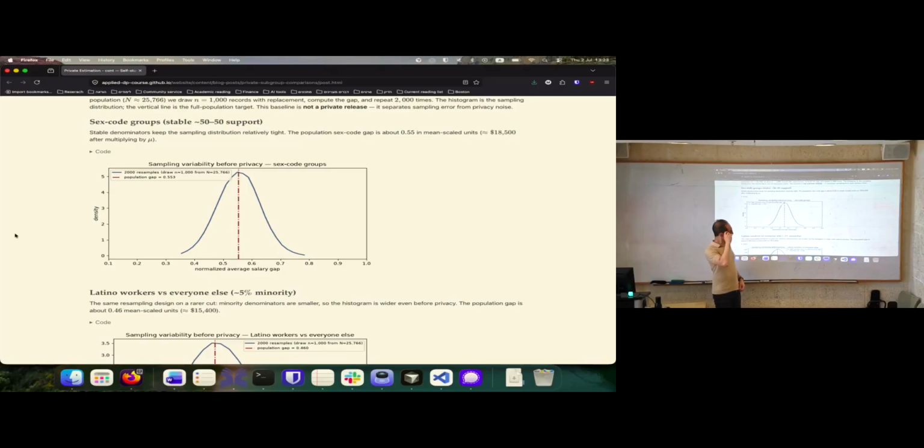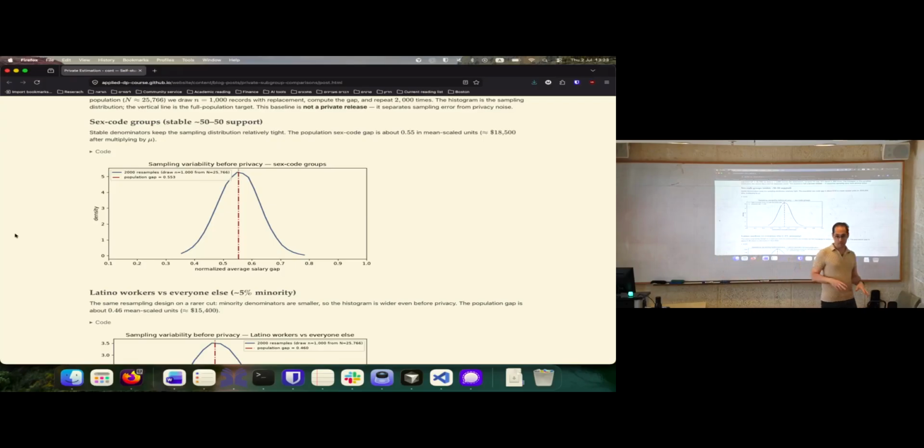Okay, so this is an average. And then if I took a sample of 1,000 people and computed this number, this normalized salary gap, this is my distribution. Okay, not surprising. This is an unbiased estimator and everything's okay.